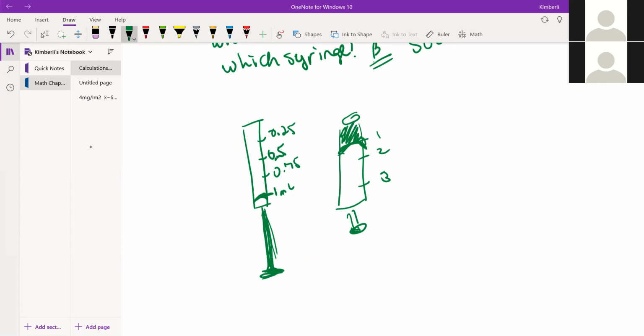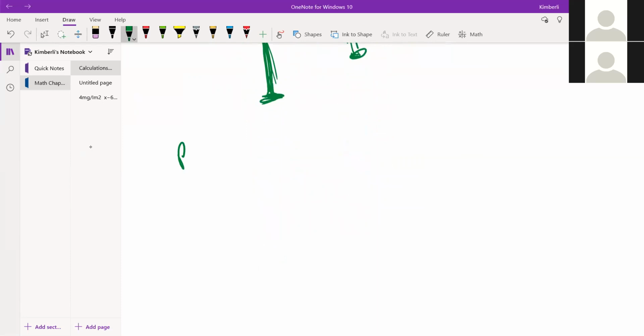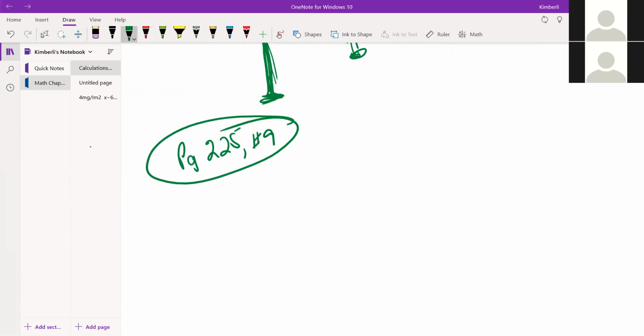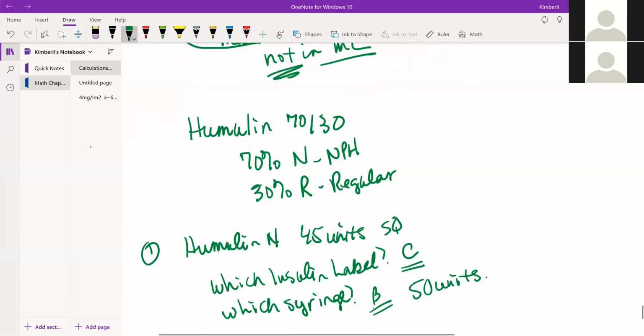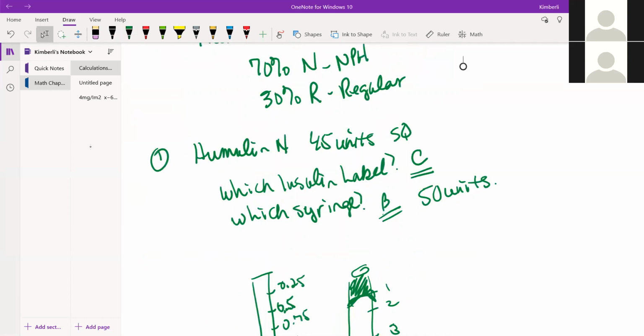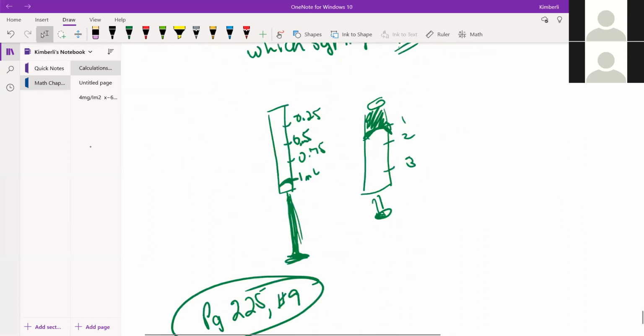Okay, so let's look at all of these on this page. On page 224 are using those 4 labels of insulin and those 3 syringes on page 223, okay? So let's look at number 9 on page 225. Okay, so this is how you do all the rest of these except number 9. So let's look at number 9.